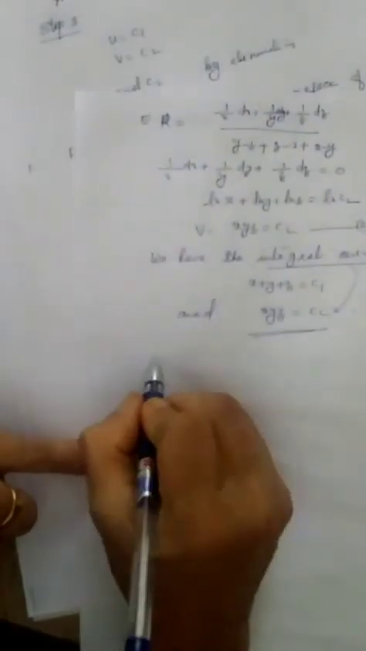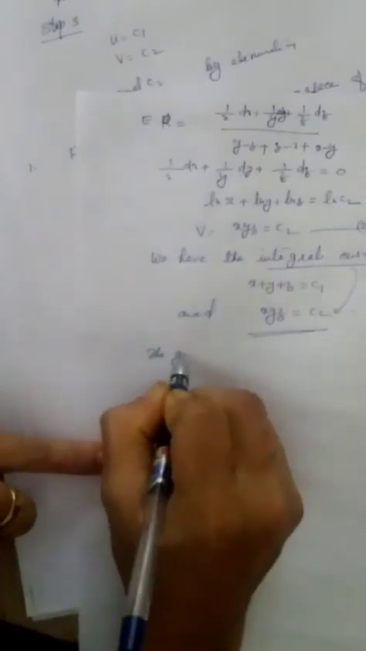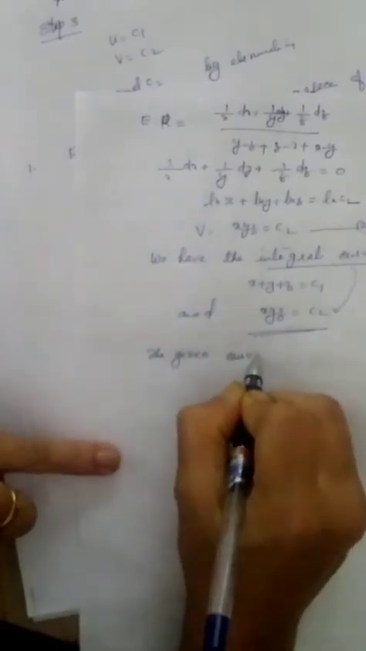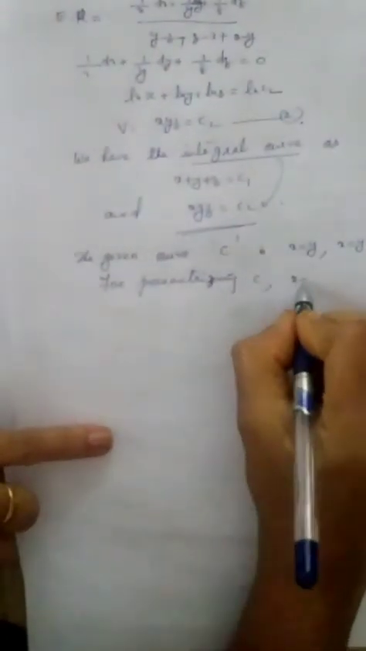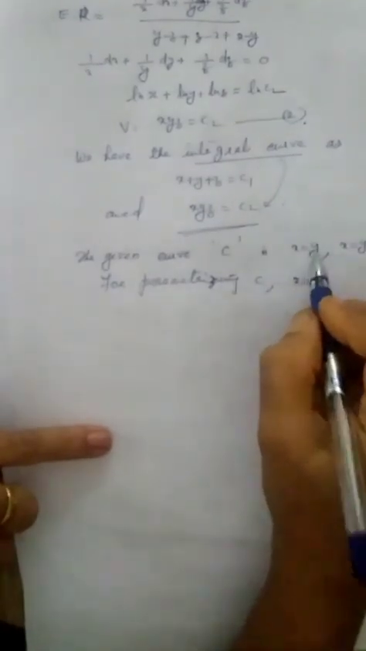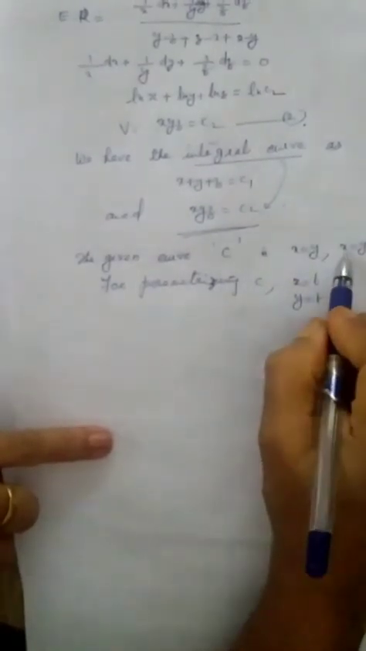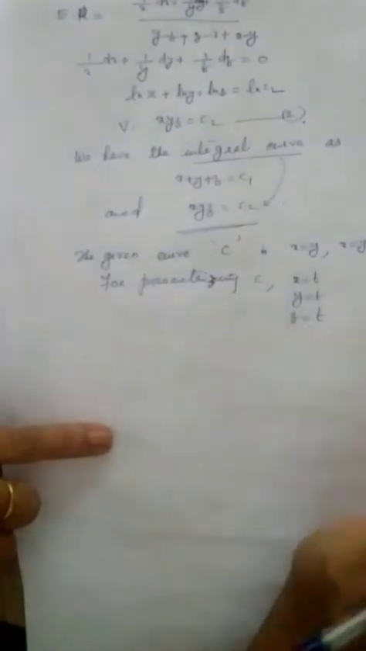Now the given curve C is x equal to y and x equal to y equal to z. So the next step is to parameterize this curve. For parameterizing C, we put x equal to t. Since x equal to y, we have y equal to t. Since x equal to y equal to z, z equal to t. So all variables are parameterized as t.